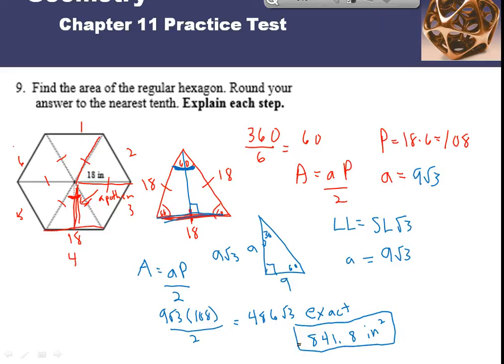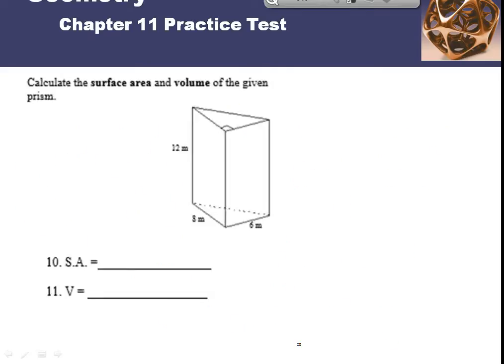All right. Okay, next, number 10. We have to find the surface area and the volume of the given prism.